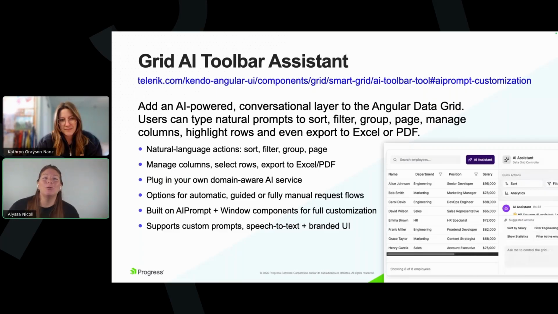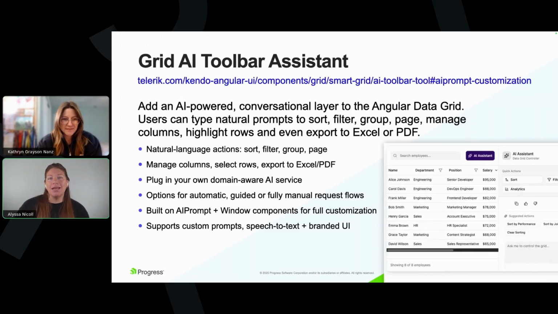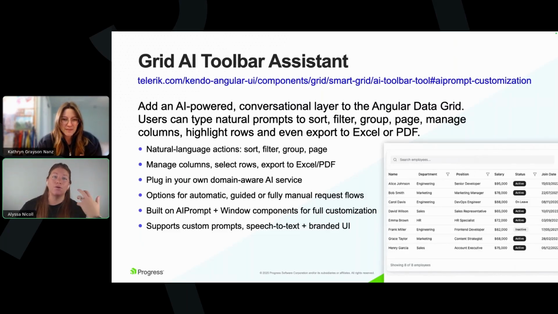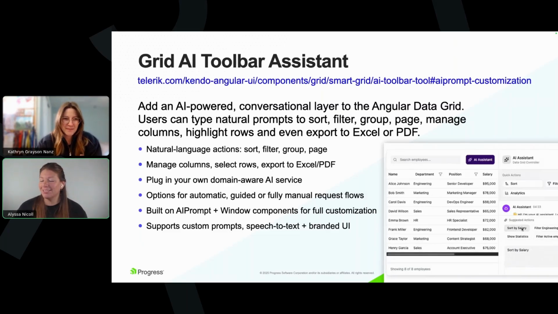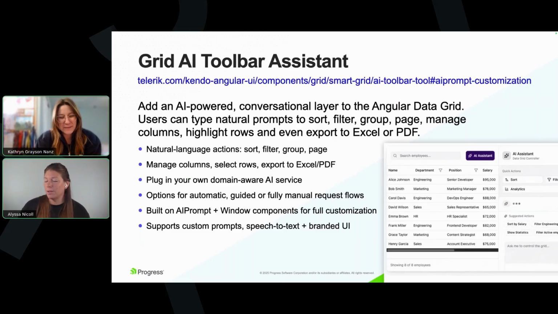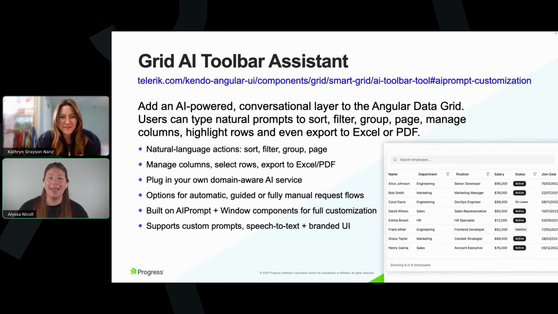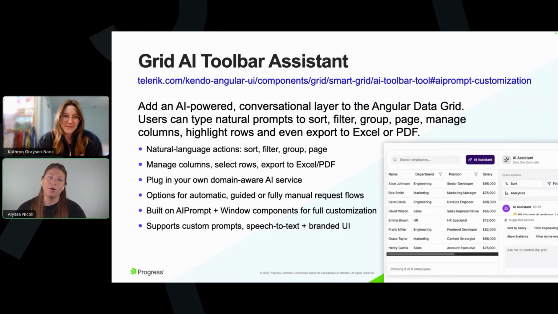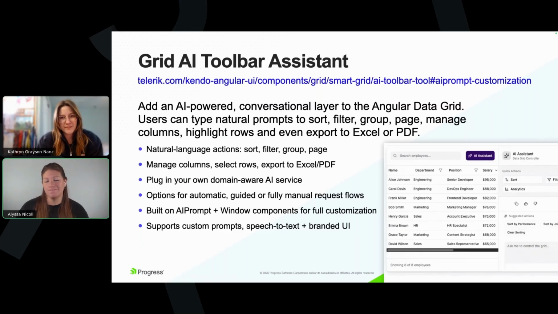We also introduced the AI toolbar assistant for the Angular grid. Users can type natural prompts to sort, filter, group, manage columns, and even export. Basically, you just talk to the data instead of digging through menus. It's actually really super slick. I was playing around with it to find things for me or sort things for me, and it was really cool. So check it out. The toolbar assistant with AI, I think, is a really smart way to use AI in our grid. You can plug in your own domain-aware AI service and fully customize the prompt window, suggestions, and behavior.